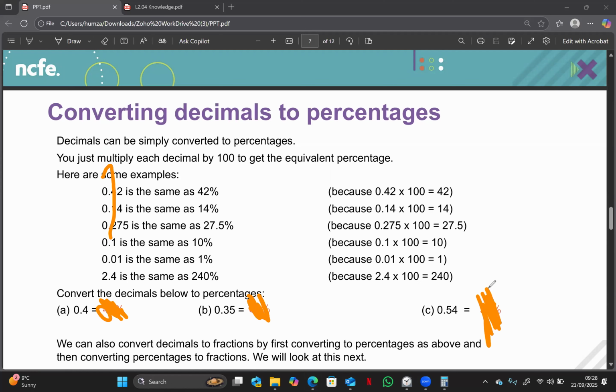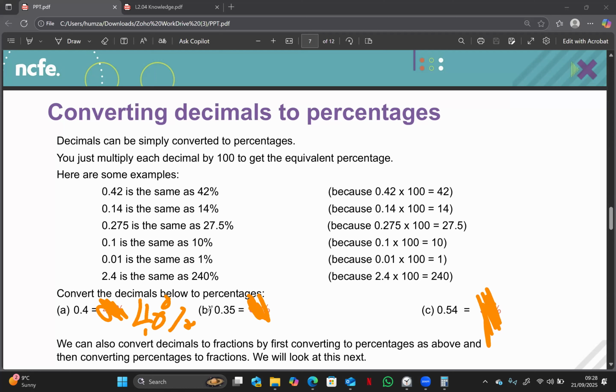So what do we do for this, guys? How do we convert 0.4 into a percentage? What does it say here? If you read the top, you multiply each decimal by 100 to get the equivalent percentage. So how would we make 0.4 into a percentage? Multiply by 100. Exactly. And what's the answer? 40. So the answer would be 40%.